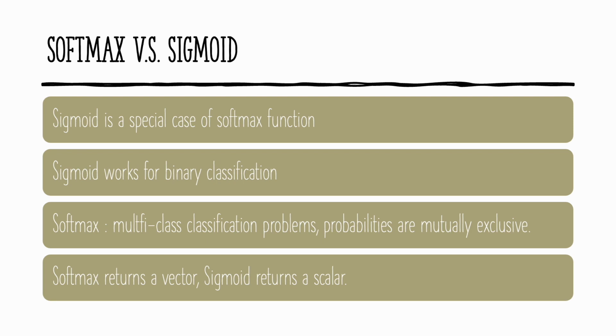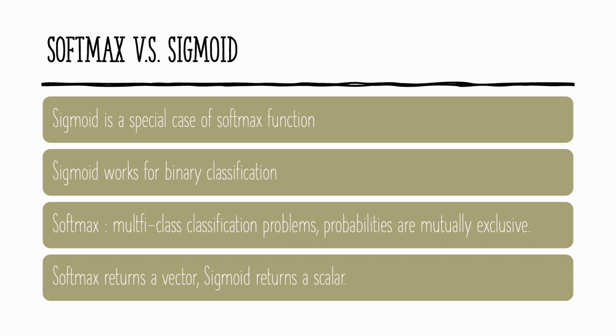Now we're going to compare softmax with the sigmoid function. First, the sigmoid function is a special case of the softmax function. If you have a binary classification problem, sigmoid works well. On the other hand, if you have a multi-class classification problem, then softmax is your choice.